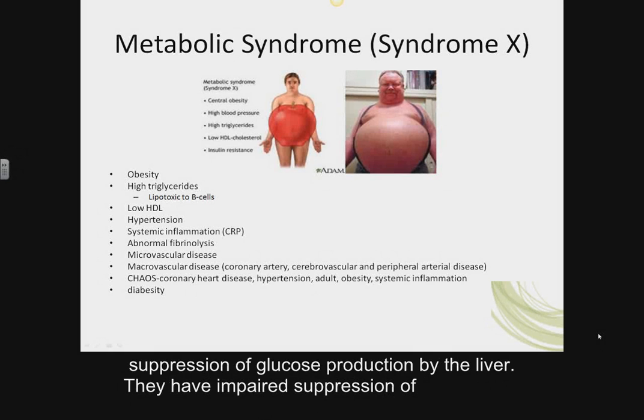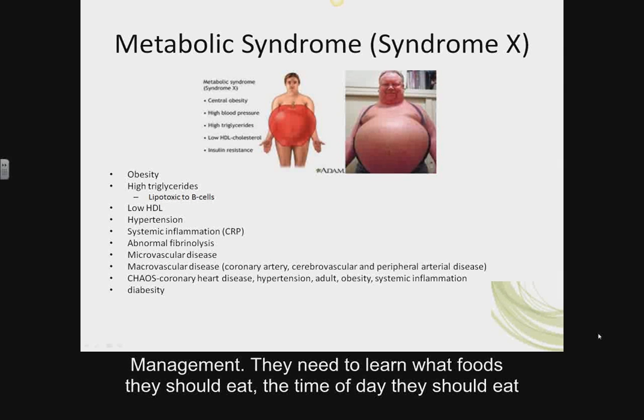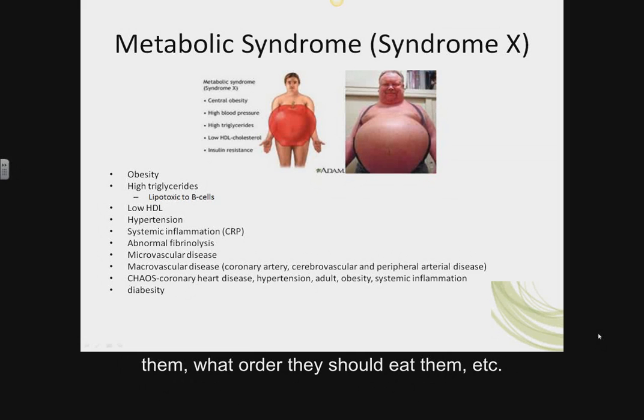Obese people have increased resistance to insulin, and they have impaired suppression of glucose production by the liver. They have impaired suppression of gluconeogenesis. This leads to diabesity, and they need to be on nutritional therapy management. They need to learn what foods they should eat, the time of day they should eat them, and what order they should eat them, etc.